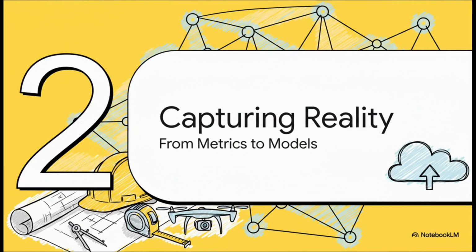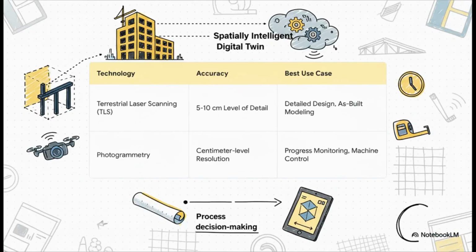Okay, so now that we know what we need to measure, the next logical question is how we actually do it. And this is where we shift from abstract metrics to creating concrete models, pulling data from the real world to feed our digital twin. And honestly, the tools we have at our fingertips today are just mind blowing. Let's look at two of the heavy hitters, terrestrial laser scanning, or TLS, and photogrammetry.